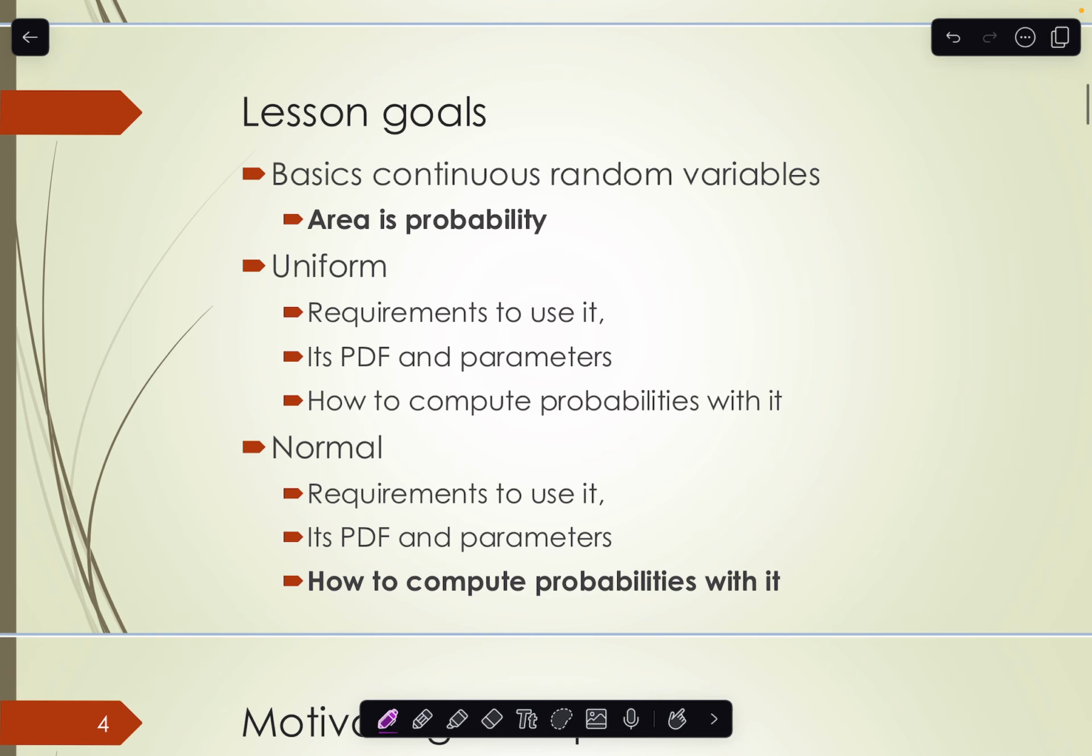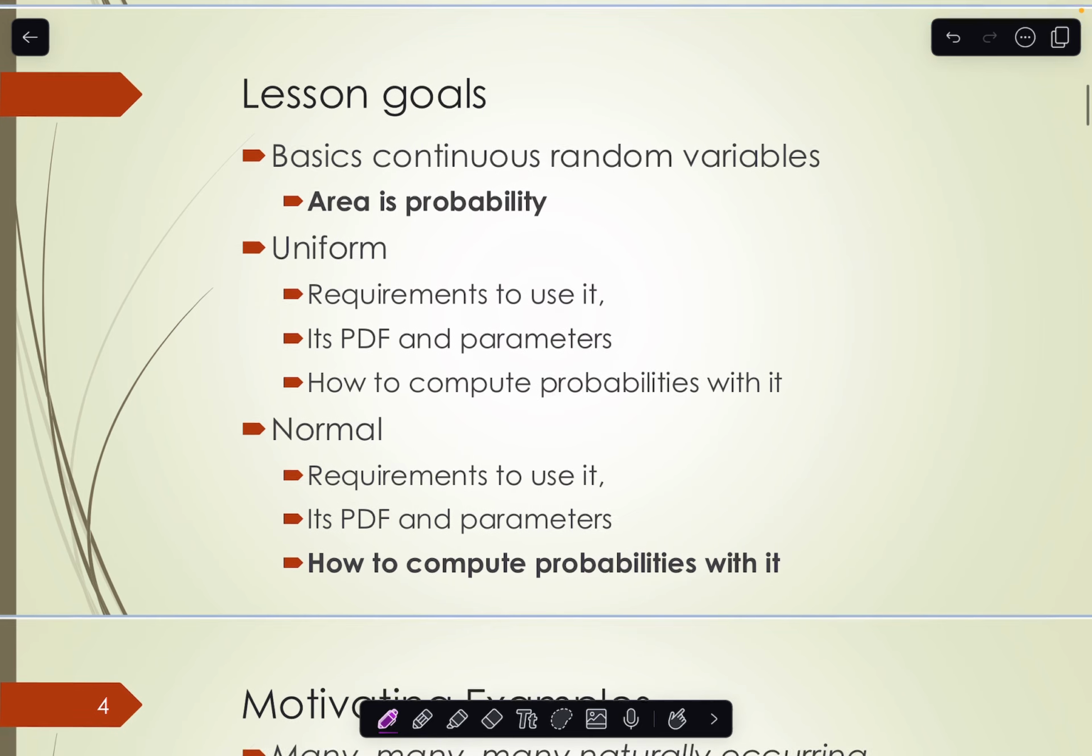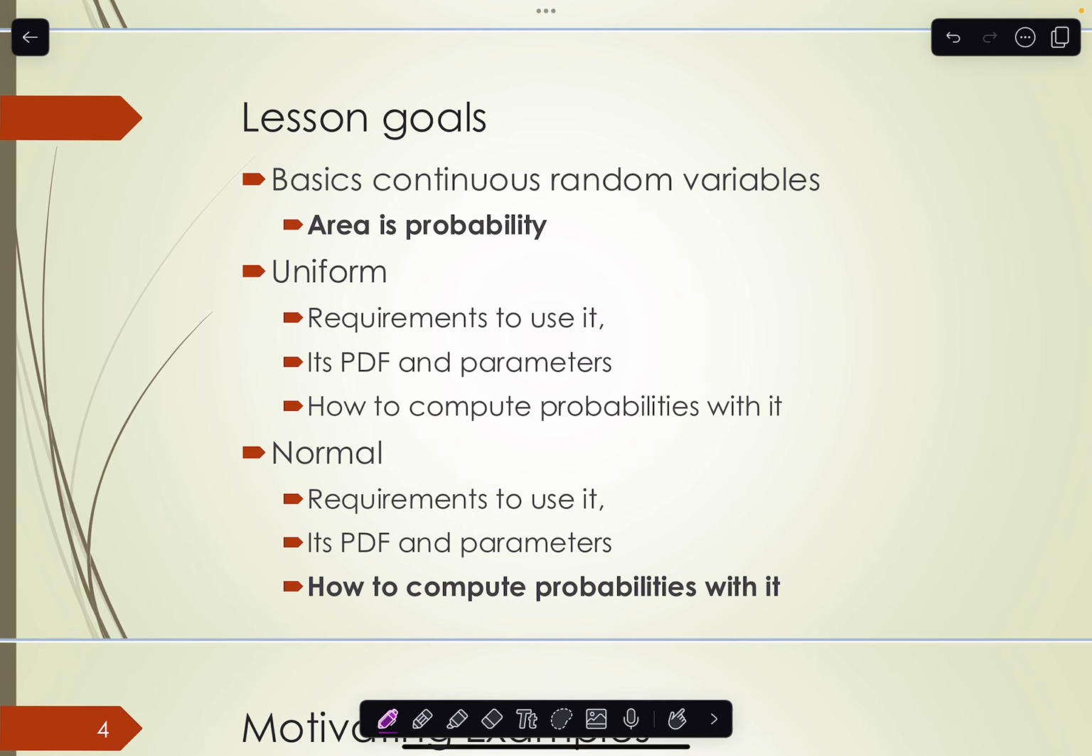For the uniform, we want to understand the requirements, when to use it, its PDF and parameters, and how to compute probabilities with it. That will mainly be geometric. We'll use geometry because the probability distributions are all rectangular.